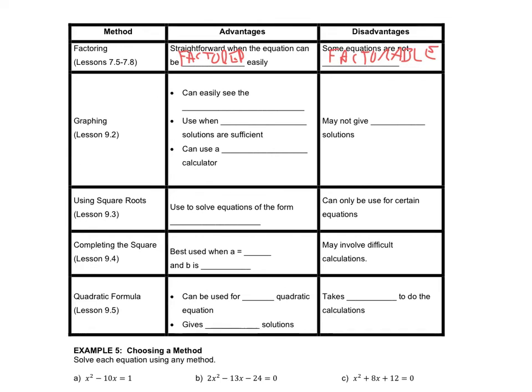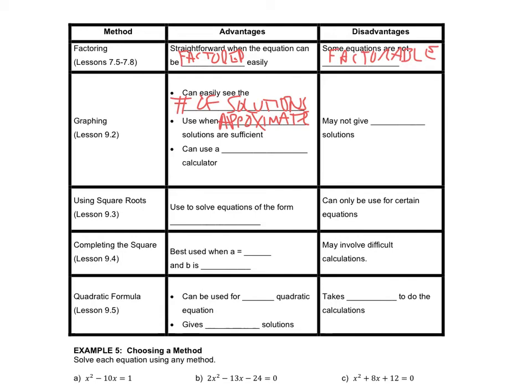Okay? Graphing. With graphing, you can easily see the number of solutions. We know the solutions are our x-intercepts, so we can always see those very easily. So use it when approximate answers are sufficient. You don't always look at an x-intercept and say, oh, that's definitely 5, or that's definitely 5.5, or that's definitely 5.45. It's hard to know if you have to get a specific answer with graphing.